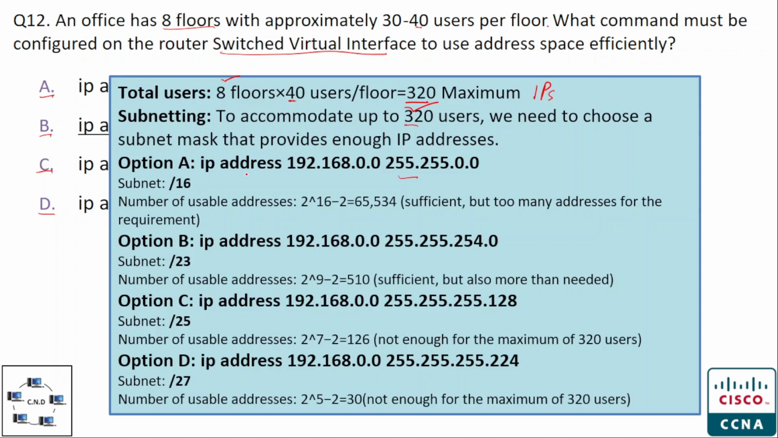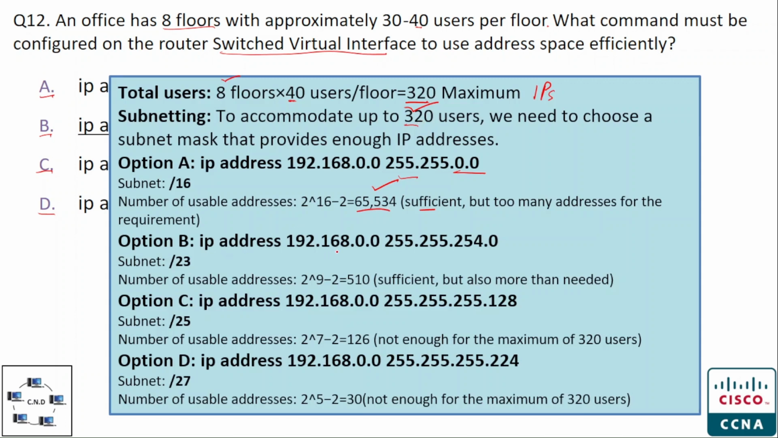In option A, we have the IP address 192.168.0.0 and this subnet mask, so the subnet is /16. The number of usable IP addresses is 2 to the power 16 minus 2, which is 65,534. So this is sufficient, but it is a lot of IP addresses. We only need 320. We won't want to use this because it will waste a lot of IP addresses. 65,000 is too much compared to 320.